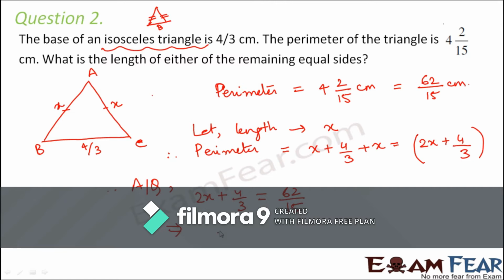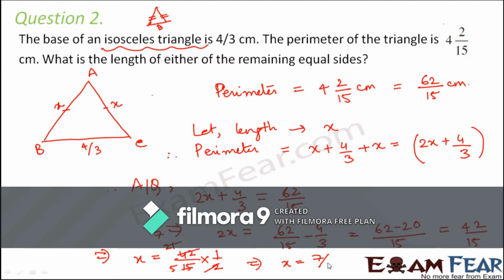So here we can say that 2x is equal to 62 by 15 minus 4 by 3. So this would be equal to 15, this is 62, this would be 20. So that is 42 by 15. Or we can say x is equal to 42 by 15 into 1 by 2, because this 2 comes to this side. So 2 2s are 4, 2 1s are 2. This would again be 3 5s are 15, 3 7s are 21. Or we can say x is equal to 7 by 5 centimeters. Therefore, we can say that each of these equal sides measures 7 by 5 centimeters.